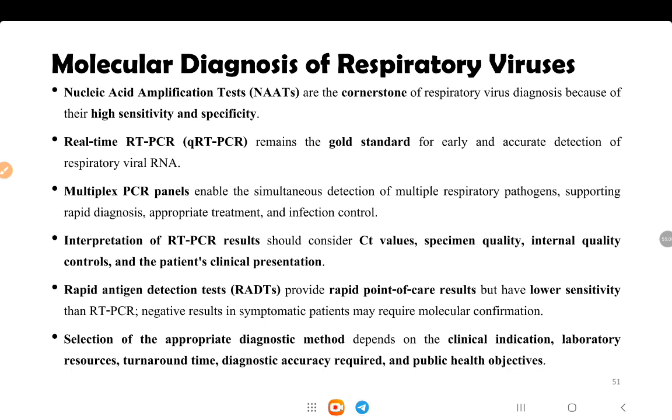Interpreting the PCR result: always consider the patient symptoms, sample quality, the CT value, and the quality control result. All of these elements determine whether the result is accurate or not accurate.